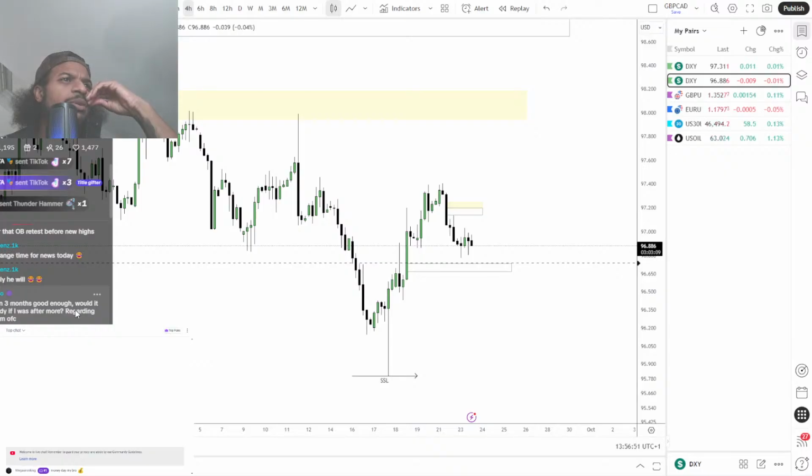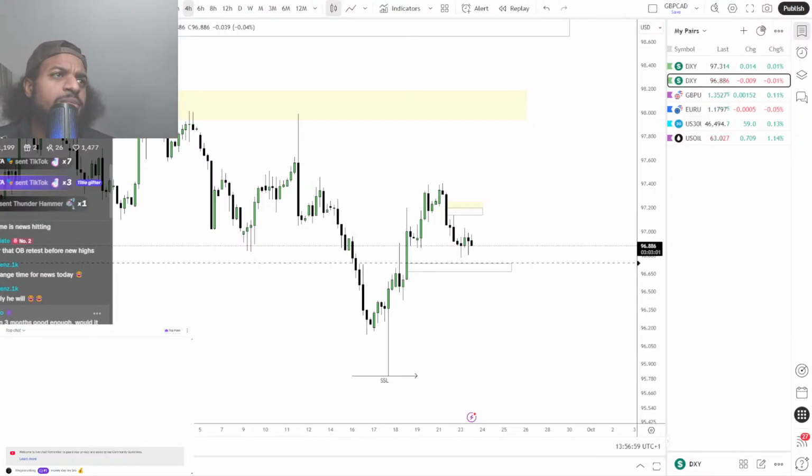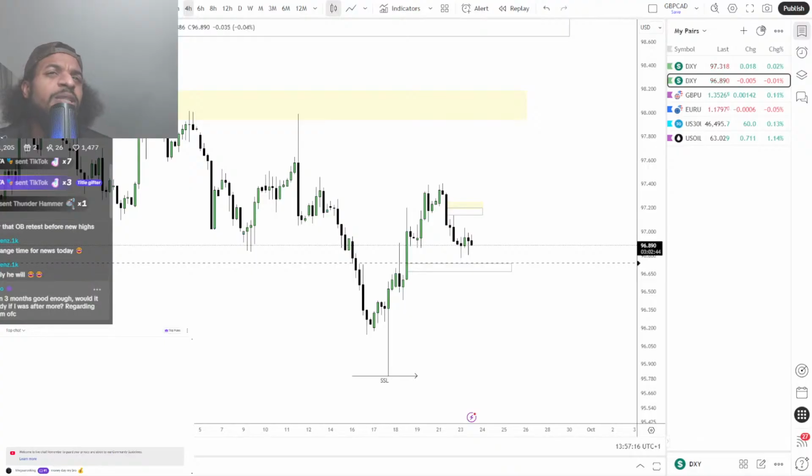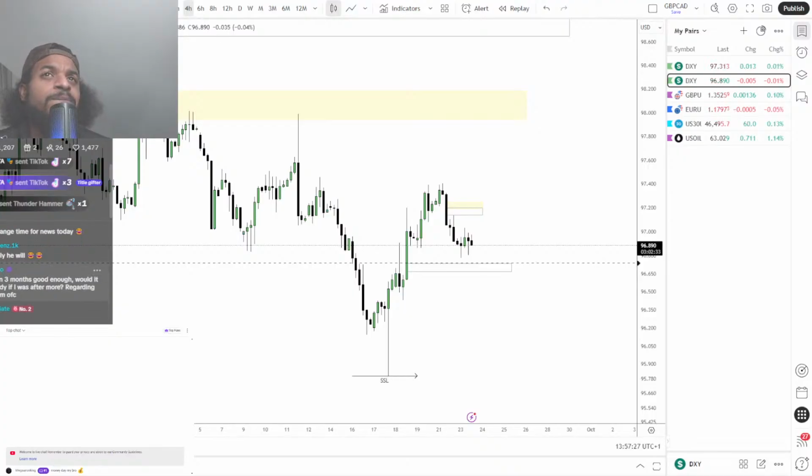Is 20% in 3 months good enough? Would it be greedy if I was after more regarding long term, of course? 20% in 3 months is good. You mean from an investment perspective or trading? What's the question? Yeah, 20% in 3 months is good. That means in 1 quarter you grew your money 20%. Depending on how much money you invested, the 20% is going to be different, right? But it's still 20%. So it really depends on how much money you put into it.